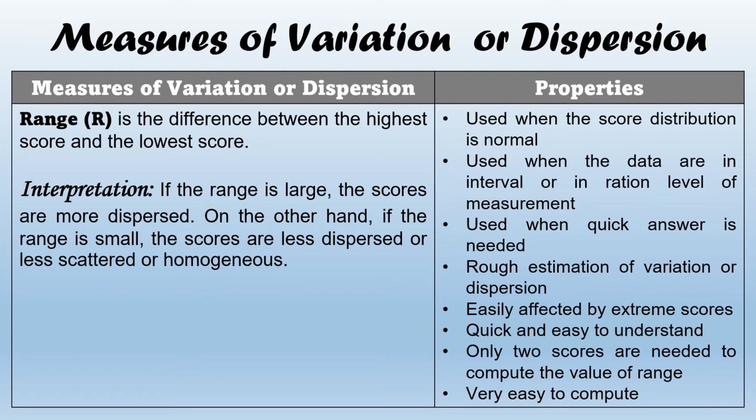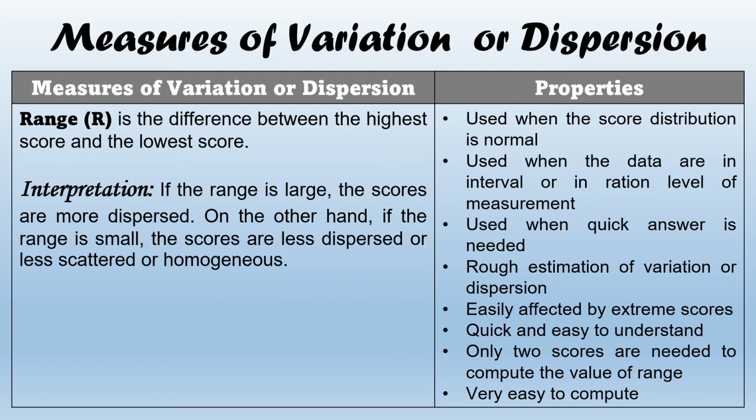I think sa lahat ng measures of variation or dispersion, yung range ata yung pinaka simple when it comes to calculations, ito yung pinakamadali, no? Because all we have to do is to get the difference between the highest score and the lowest score.